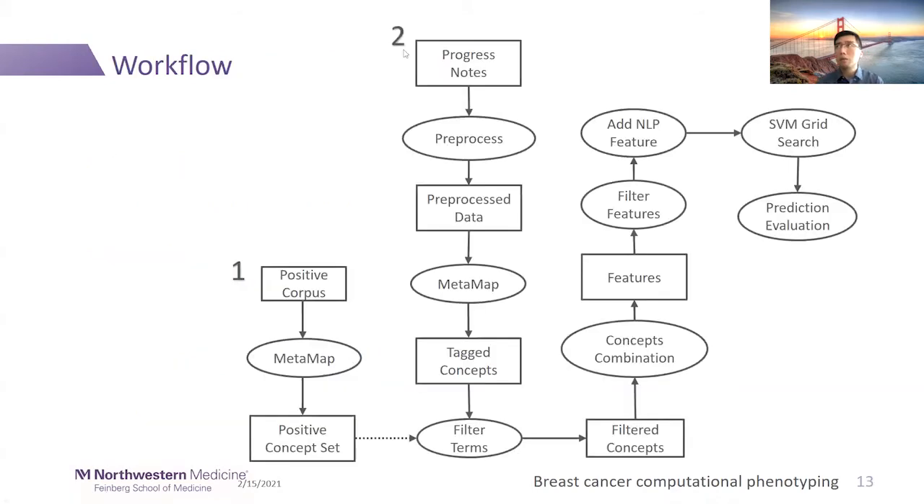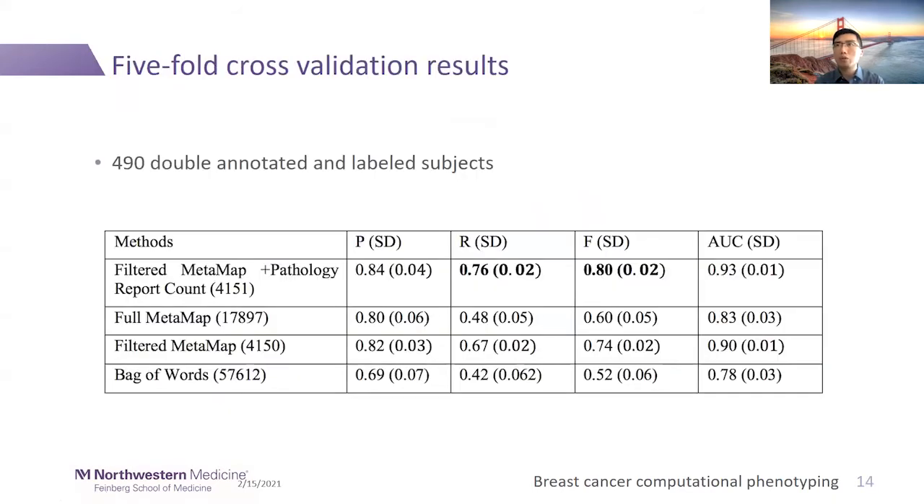And so this workflow is basically combining the previous development set and then the future derivation set. So I'm not going to spend too much time on this as it just combines the two major steps, but I'll start with the result. And so this is the five-fold cross-validation result.